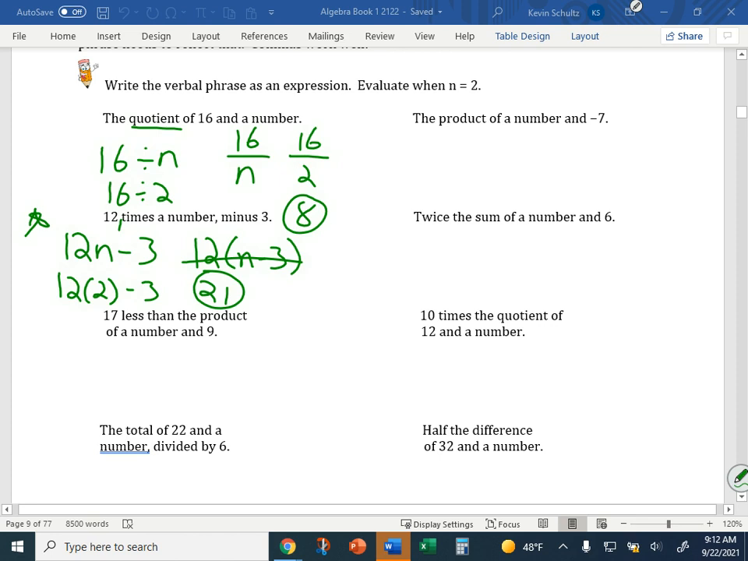Lisa. I'm confused on the two to the right that we did. Like the top one and the bottom. The product of a number and -7 and twice the sum of a number and 6? Yeah. Don't worry about that. We'll cover that tomorrow. There'll be no homework tonight.